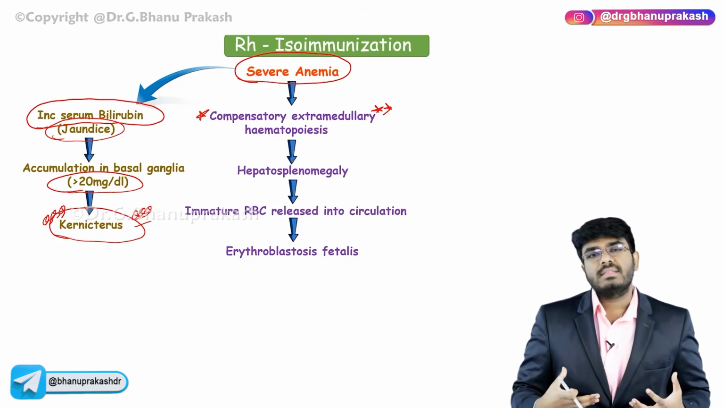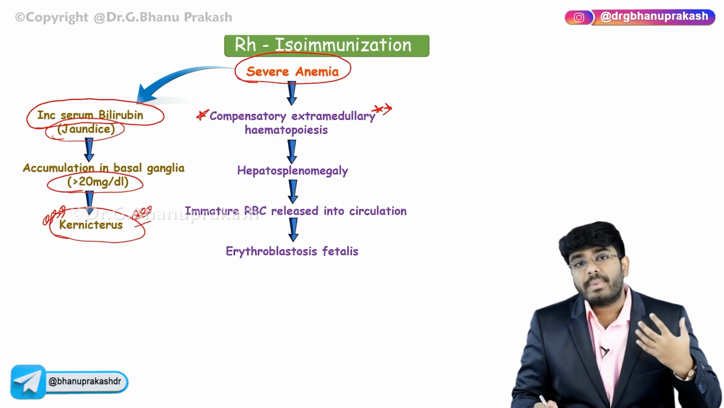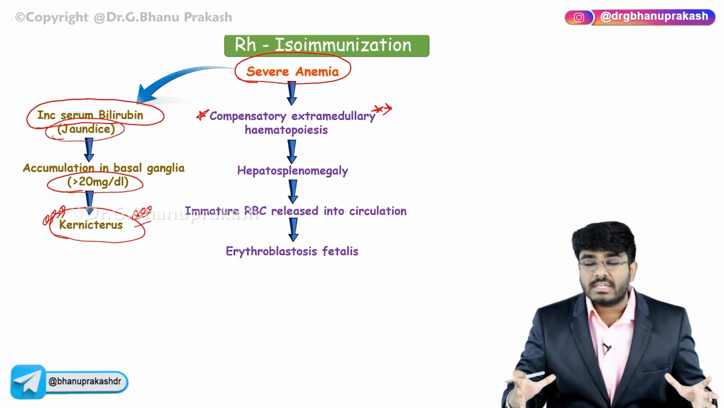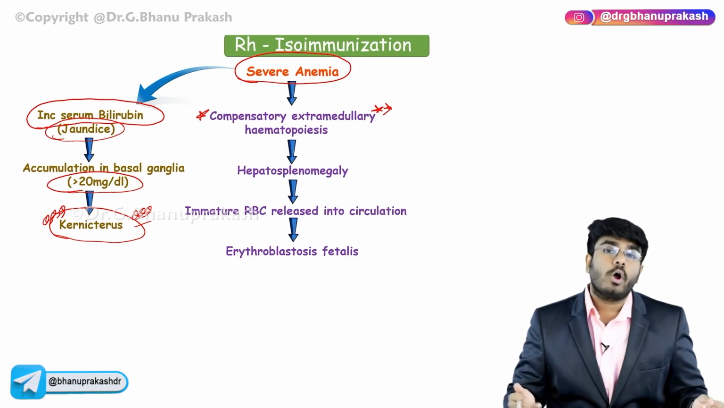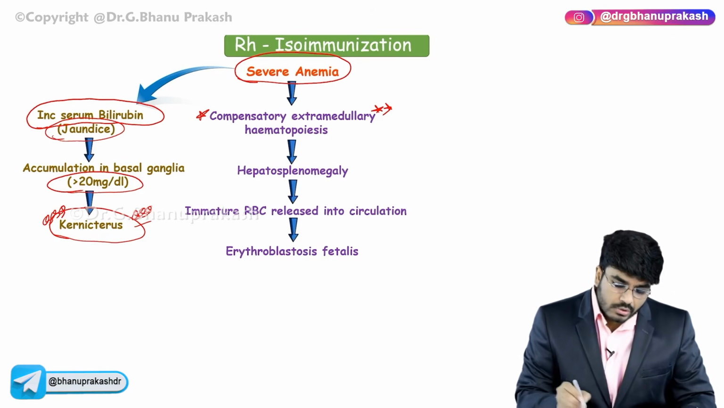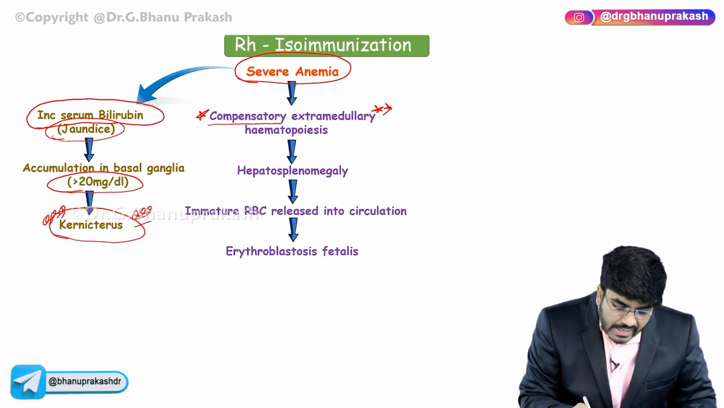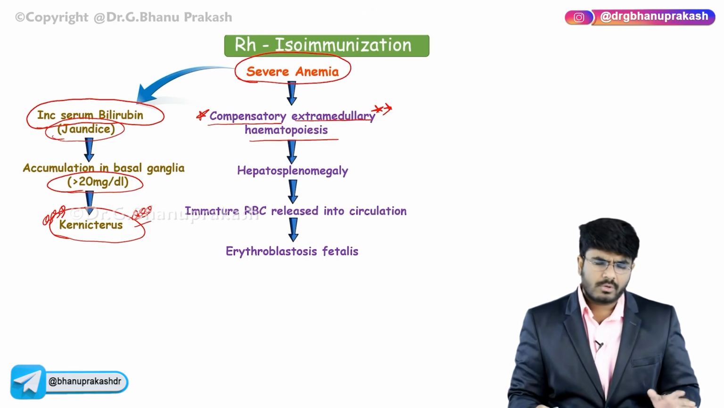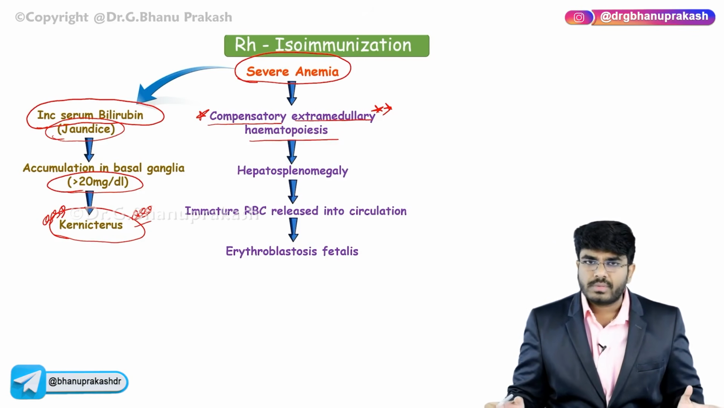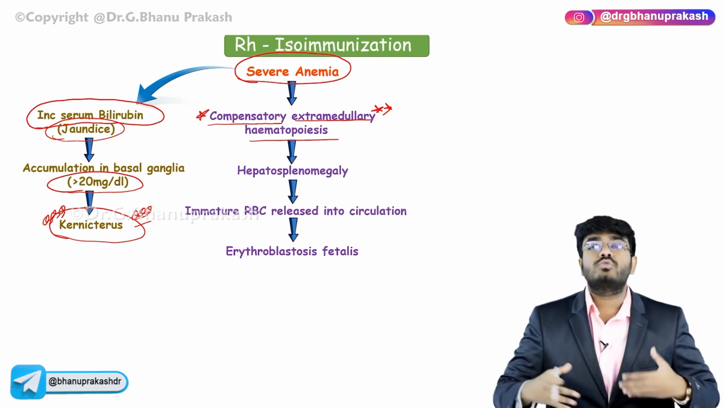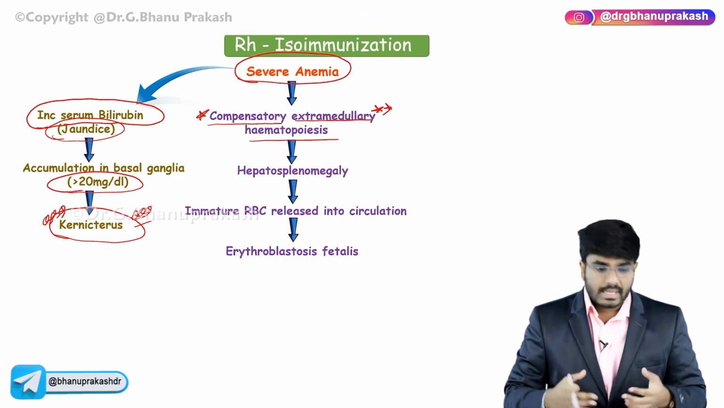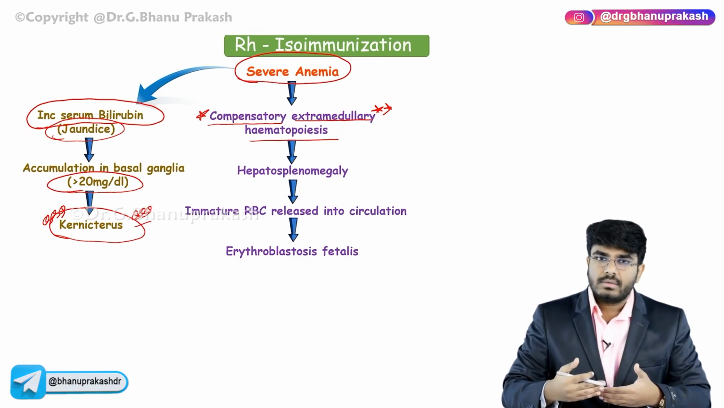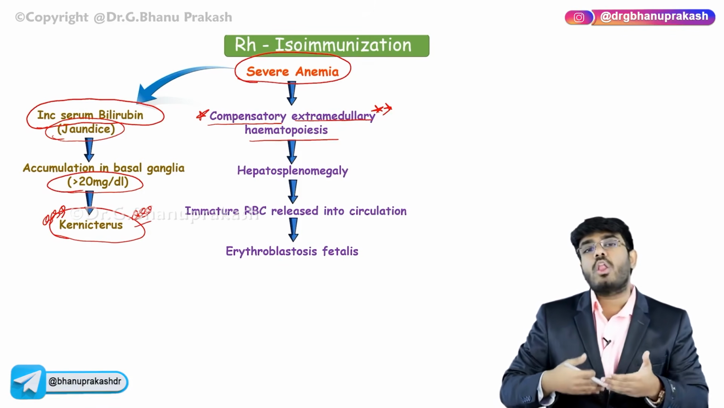Now, the baby's body will try to compensate for the RBC hemolysis by expanding hematopoiesis into other hematopoietic organs. So compensatory extramedullary hematopoiesis is going to take place. Actually, hematopoiesis normally happens in the bone marrow. But whenever there is so much demand for RBCs, like everywhere hemolysis is going on, the baby has to compensate for the loss of RBCs.